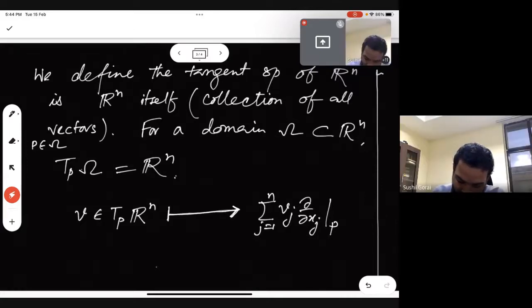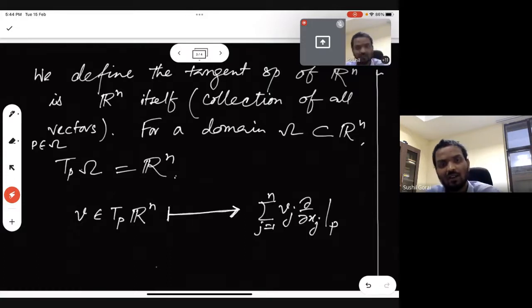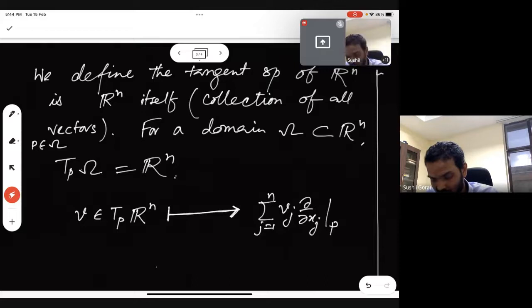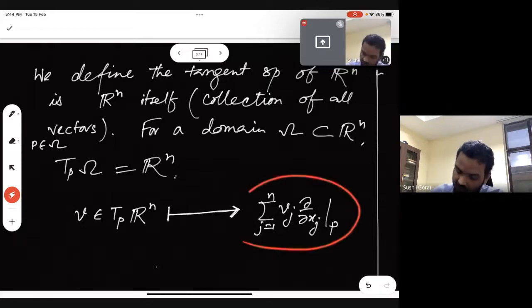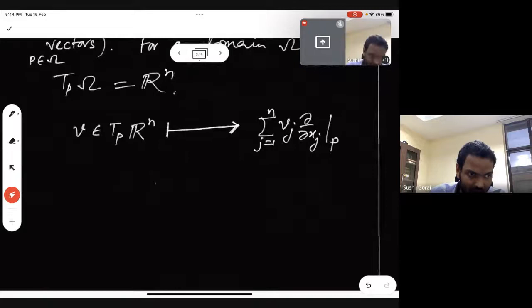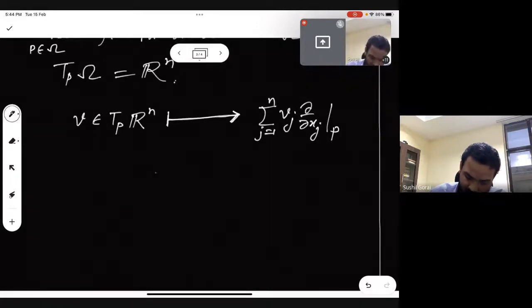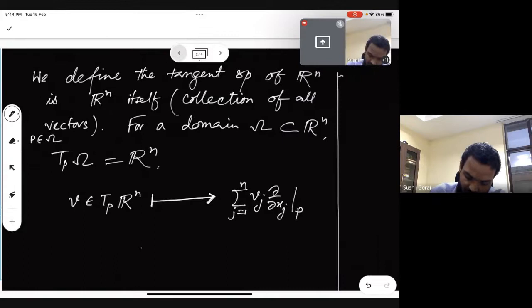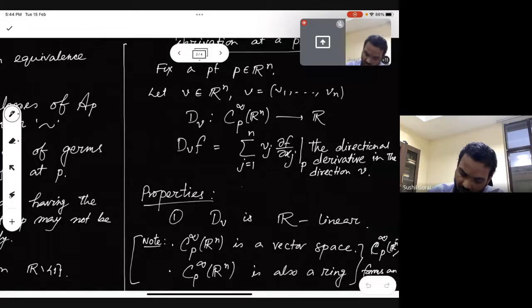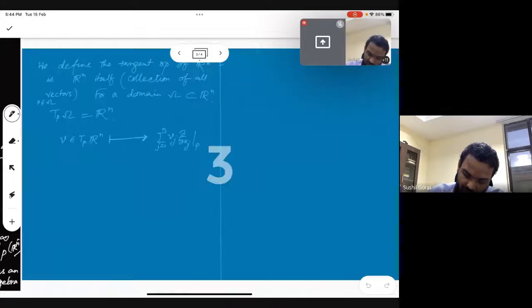So for R^n we have the tangent space R^n itself. So you have every vector, and corresponding to a vector you have a directional derivative, and that looks like this. So what did I define here? This one has two properties. So now we'll define the following.